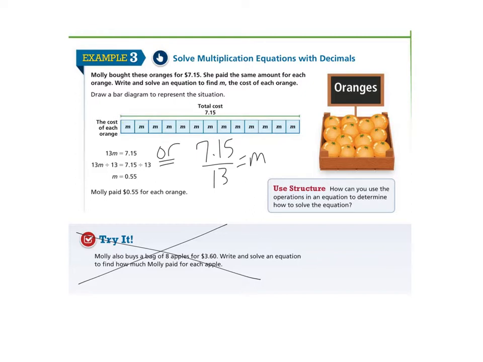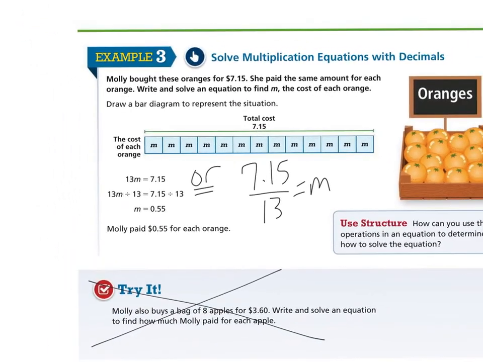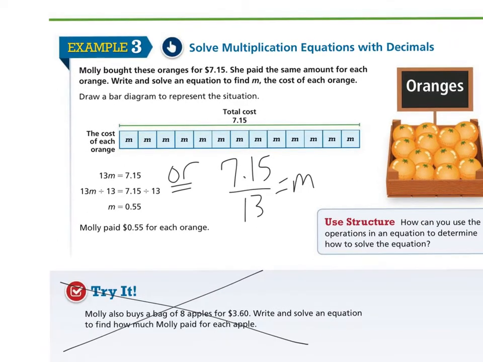So you pretty much just did 5 times 9. Example 3, Molly bought these oranges for $7.15. She paid the same amount for each orange. Write and solve an equation to find M, the cost of each orange. So if we count it out there, there's 13 oranges total. They did a bar diagram, and then they came up with the equation 13 times M equals $7.15. Another equation, we could do $7.15 divided by 13 equals M. Take the total cost divided by how many oranges would give us the cost for one orange. We work that out, would be 55 cents for each orange.